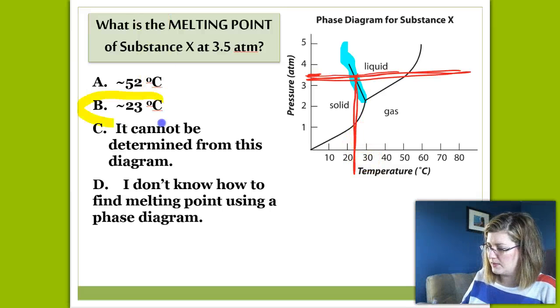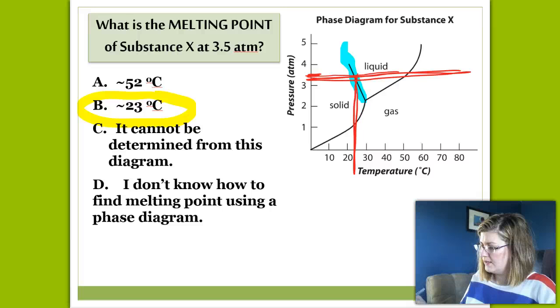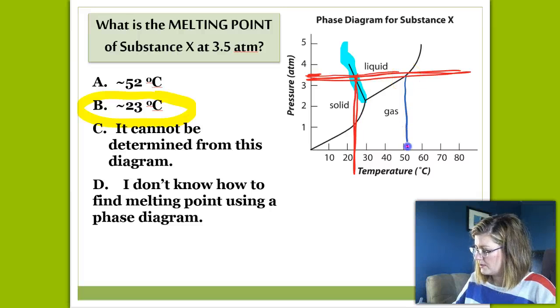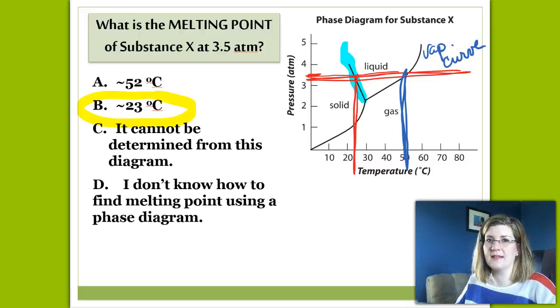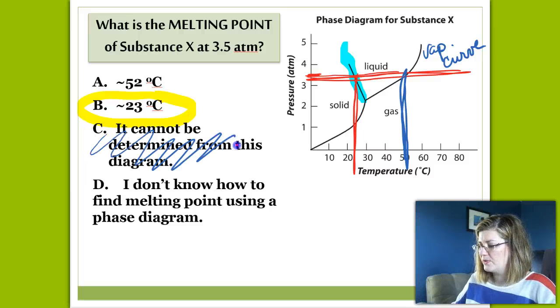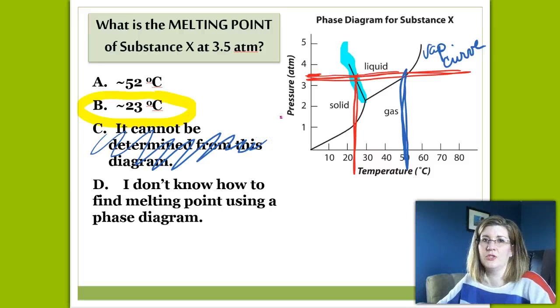So B makes the most sense here. The other option, 52, if you said 52, then you were dropping your line up here on what's called the vaporization curve. And that's, of course, where we go liquid to gas and gas to liquid. It certainly can be determined from this diagram. This is exactly the kind of thing we determine from phase diagrams.